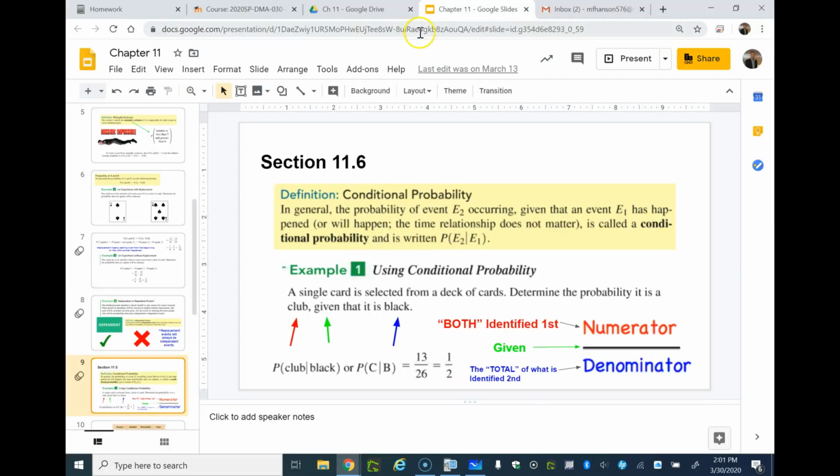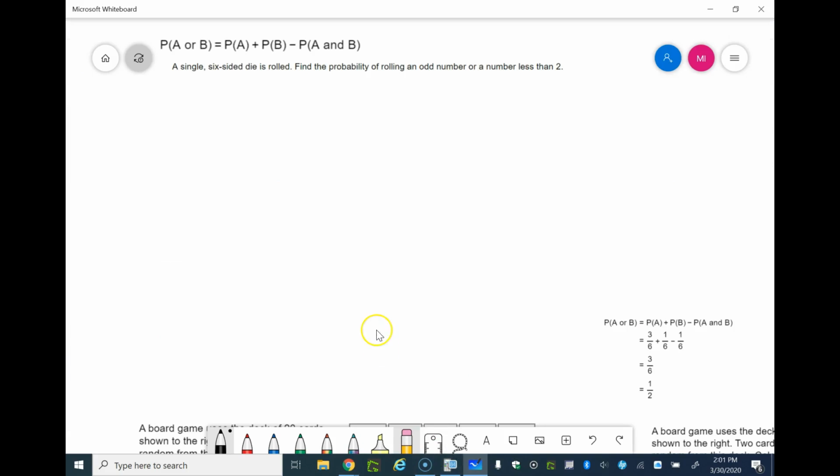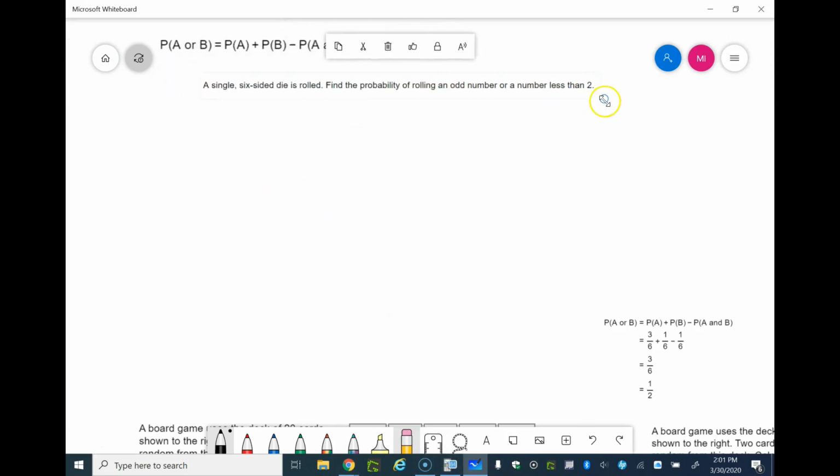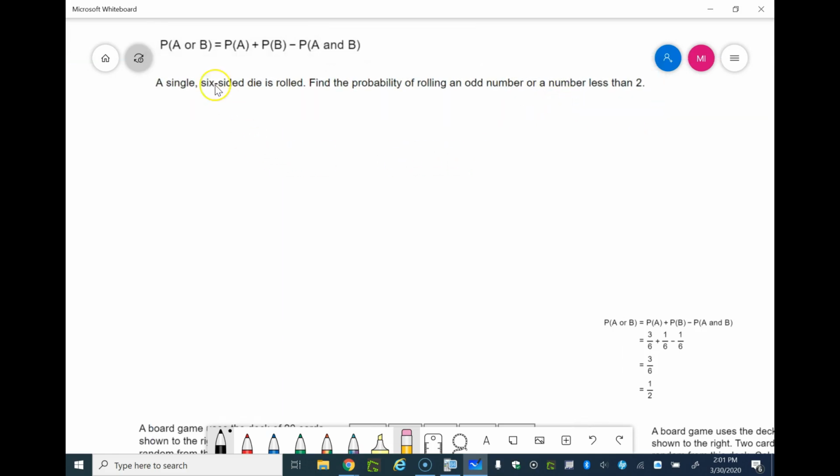So I'm going to go over a couple of examples in section 5. So here we have a problem. Make this a tad bit bigger. A single 6-sided die, remember we're working with a die, is rolled. Find the probability of rolling an odd number, or, so here's my or formula, a number less than 2.